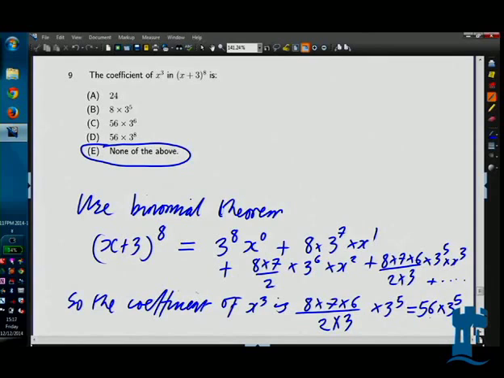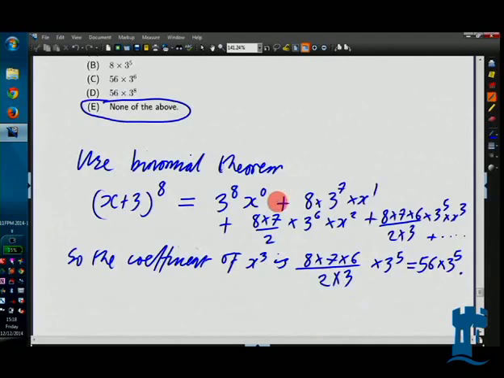Any questions about that way of using the binomial theorem, or where I got those coefficients from? Okay, I'll assume that you're happy to use binomial theorem that way. You can always practice, and we'll move on to question 2.